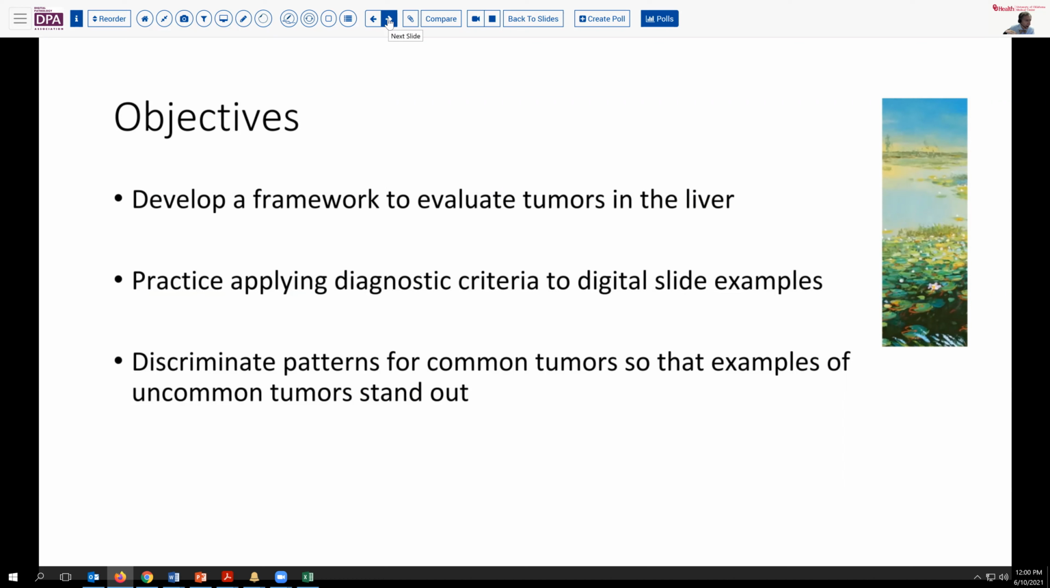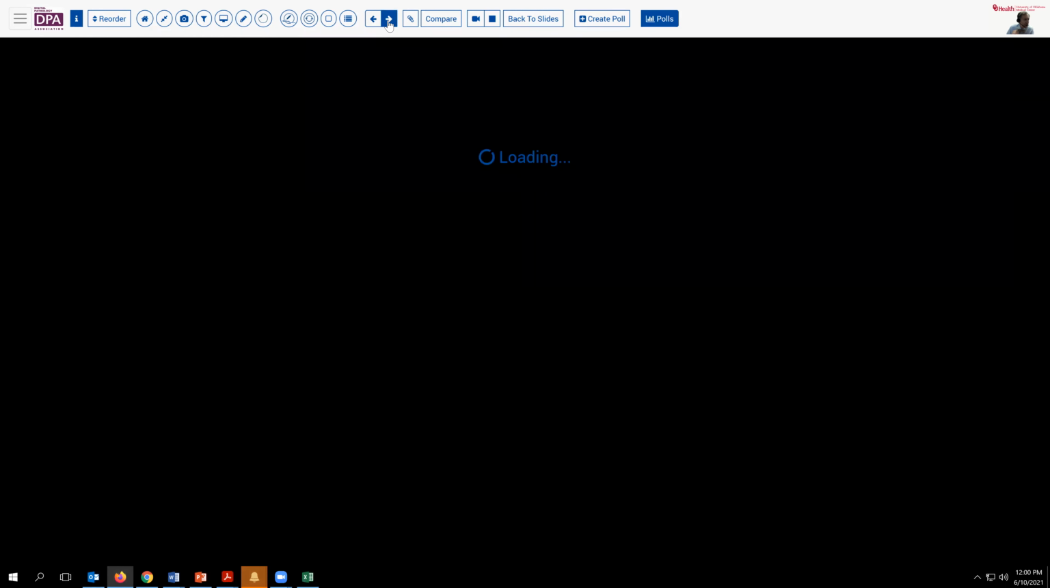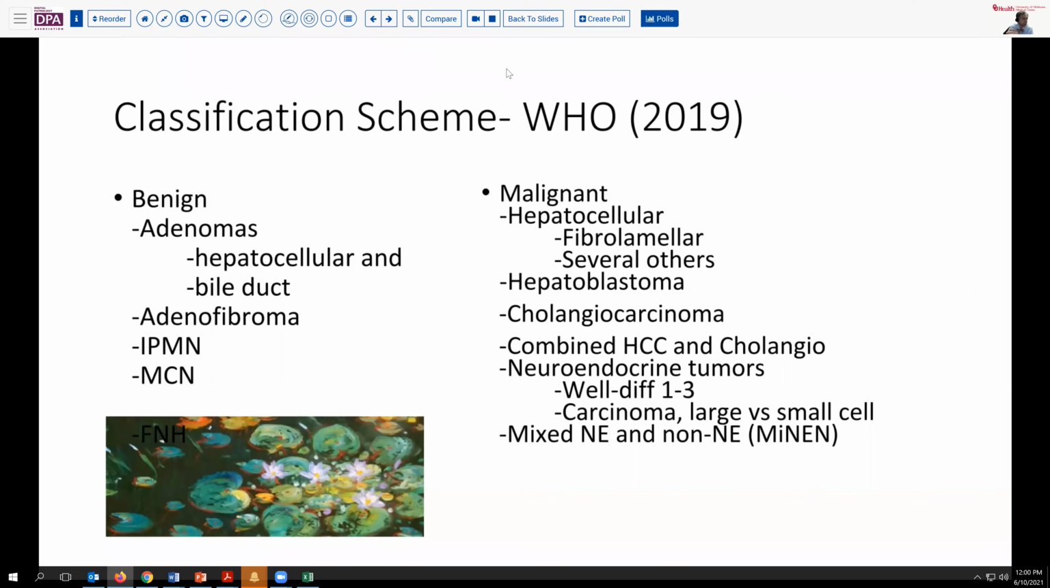But you'll be able to recognize the common patterns and the places where the common differential considerations are found, and that will help you to recognize when there are irregularities or things that don't fit into those common areas, and that you'll need to think about more strongly or consider other options. So let's just start and look at the WHO classification.